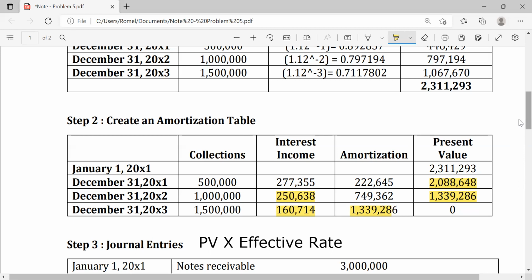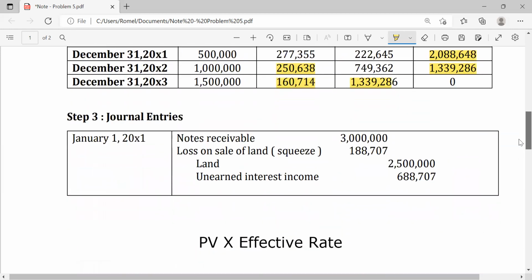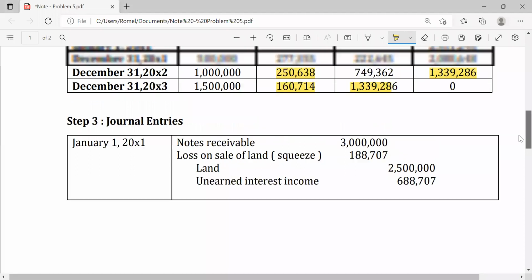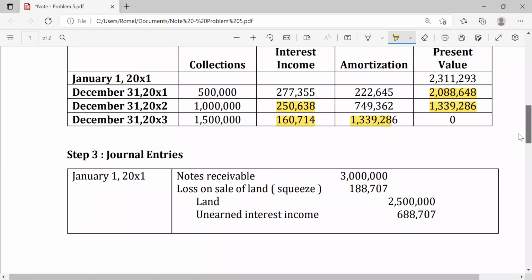And then, next, let's now go to the journal entries. So sa journal entries natin, debit notes receivable, 3 million pesos. Credit land, 2,500,000 pesos. And unearned interest income, 688,707.